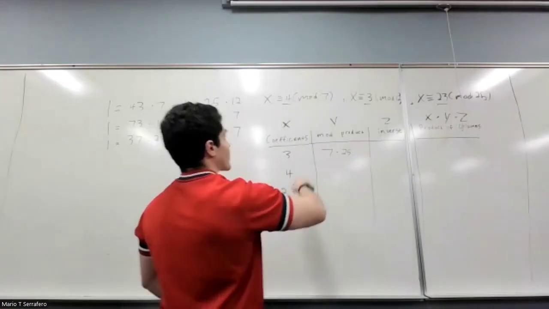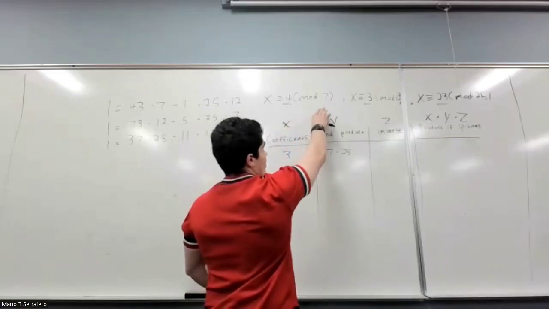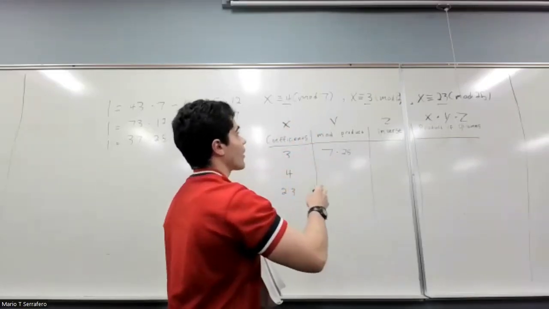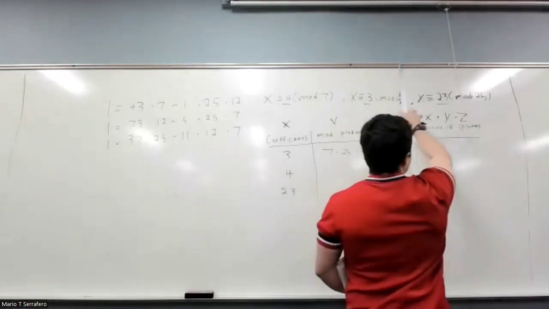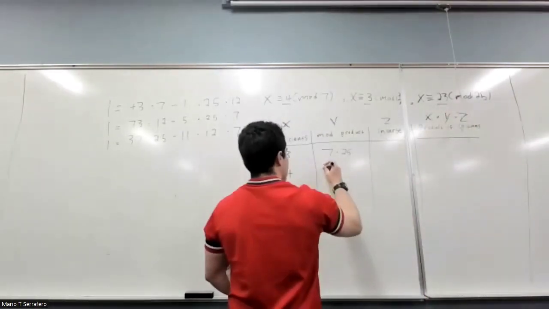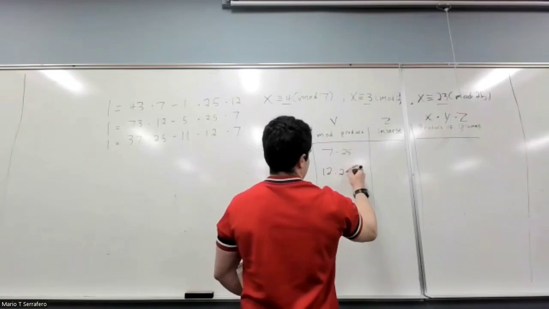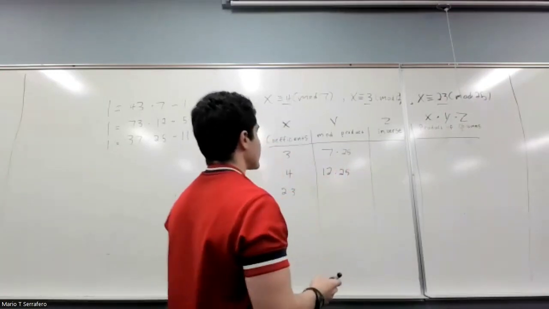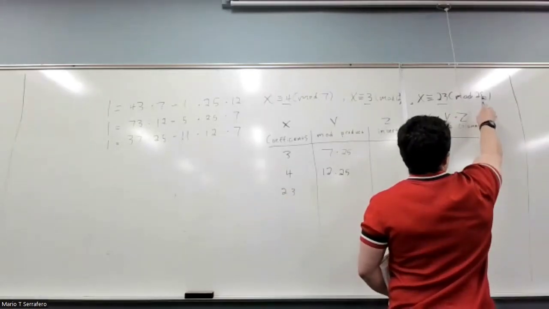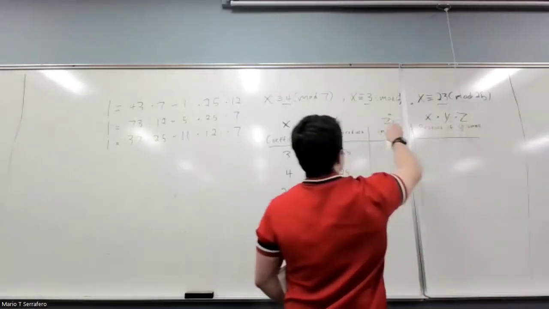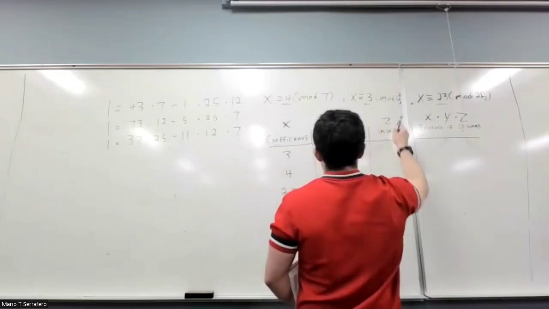For 4, again, what's the modulus here? It's 7, but we don't care about that. We need to find the product of the ones that aren't 7. That's going to be 12 and 25. Last but not least, we have this one right here. Again, the modulus is 25, but we don't care about what's here. We care about the other moduli, so 7 times 12.